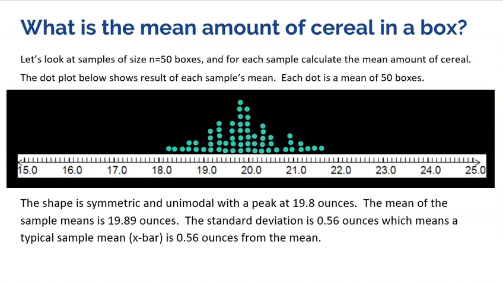The first one focuses on what is the mean amount of cereal in a box. So you got a box of cereal, and you want to know what the true mean is for all boxes, like the population mean. Well, I don't know, right? So what I'm going to do is look at samples of size 50. So I'm going to look at 50 boxes, and find the mean of those 50 boxes.